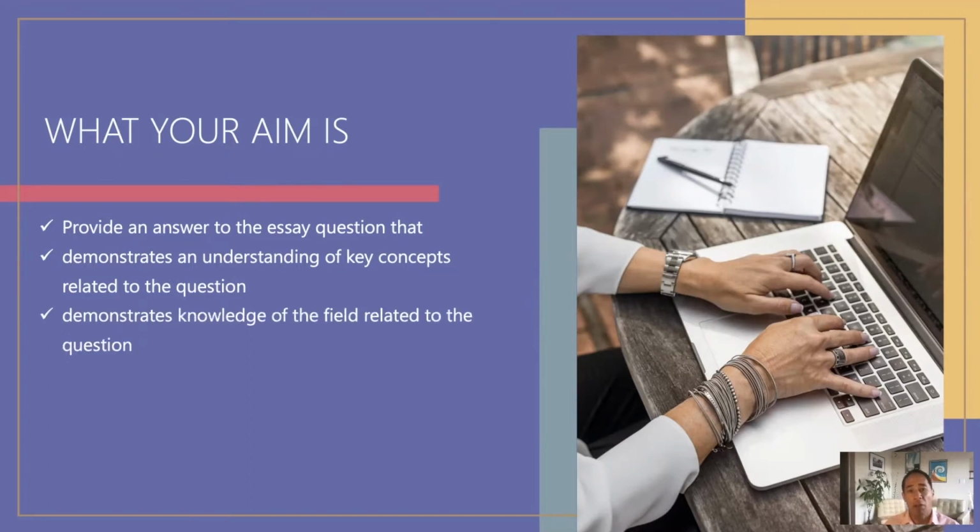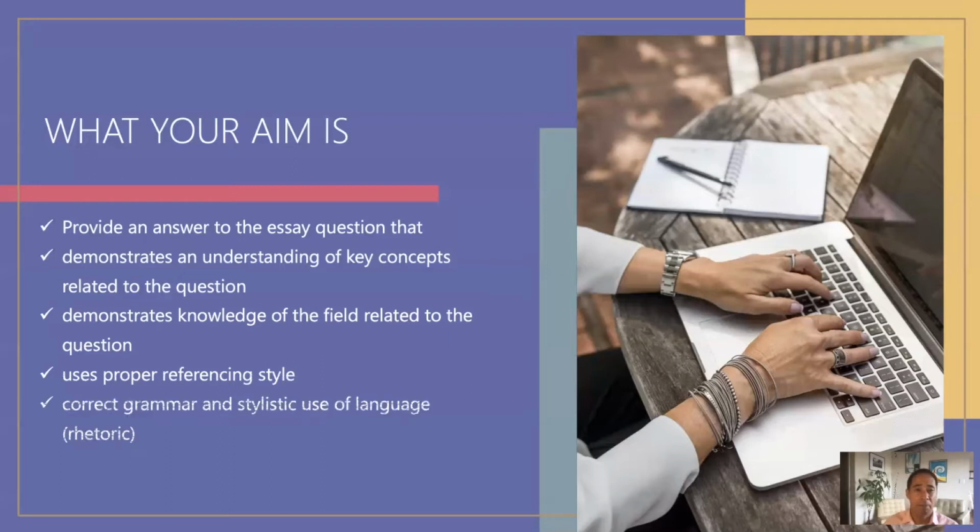You have to demonstrate knowledge of the field related to the question. So that again entails doing research and citing specific sources as you support your points or bring to the attention of the reader, the marker, certain things that they ought to bear in mind when considering the essay question. You need to use proper referencing style, footnotes, or inline text. You need to use correct grammar and syntax, and you also need to use stylistic language, that is, rhetorical expressions or phrases, which help make your argument and analysis flow better.